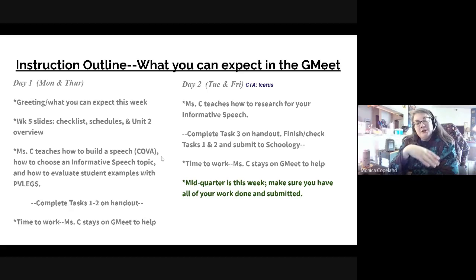Last unit, we learned the performing terms, PVLEGS. Today, you're going to learn the building terms, COVA. I'm also going to teach you today how to choose an informative speech topic and how to evaluate student examples. So that's going to get you through tasks 1 through 2 on your handout.